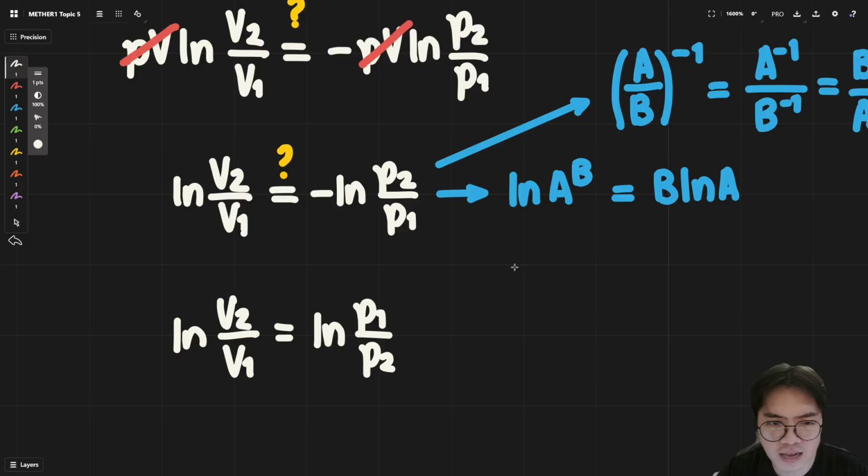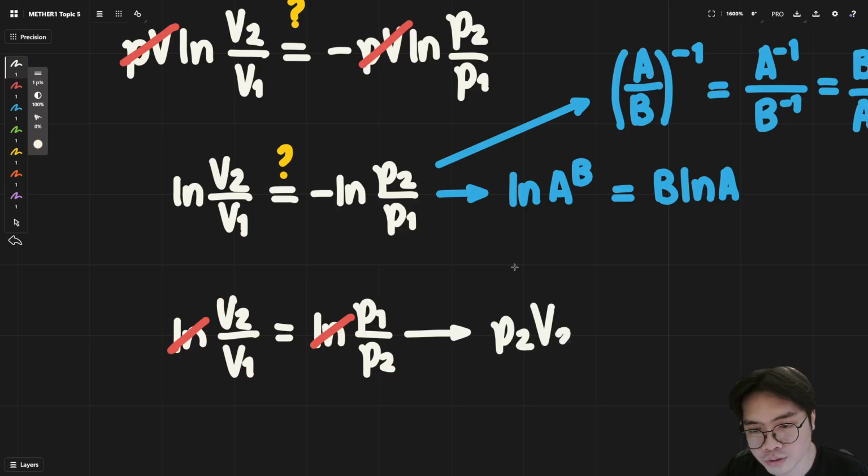Both sides are just ln'd. So technically, what you can do is just cancel the ln's. You don't need to look at the ln's themselves. You can just look at the things inside. And now, once you look at the things inside, I invite you to cross multiply.